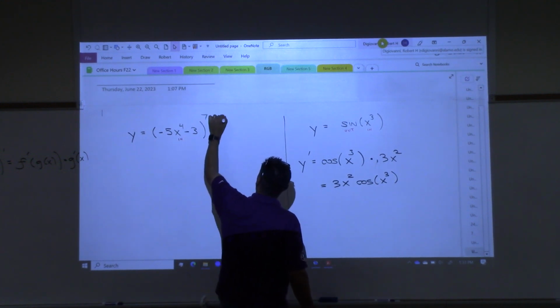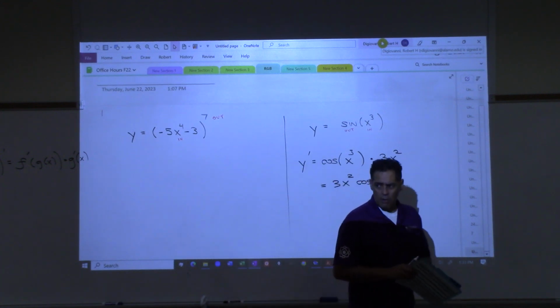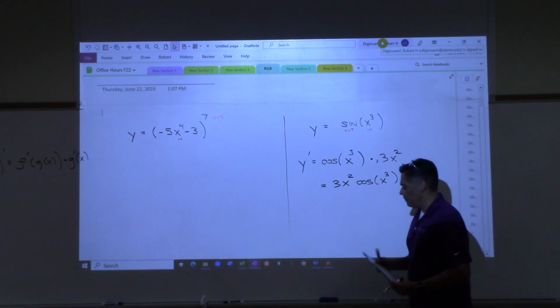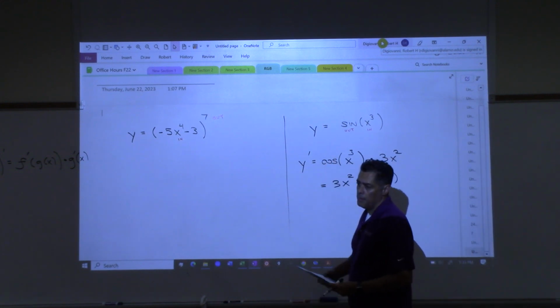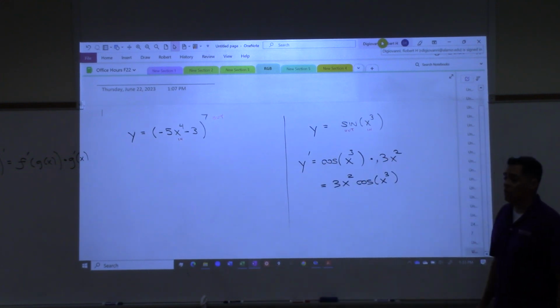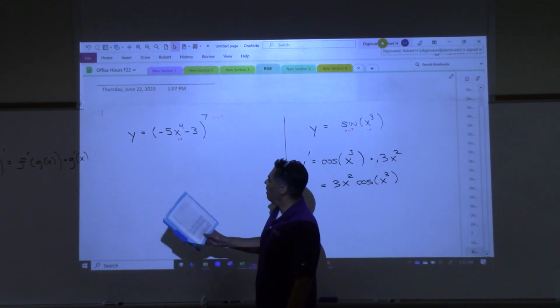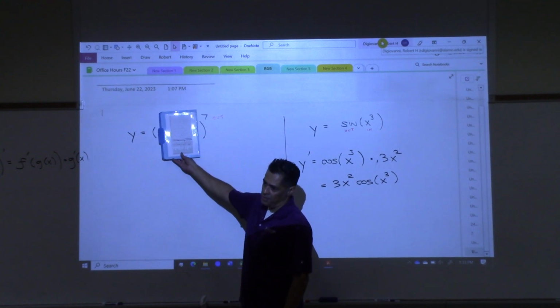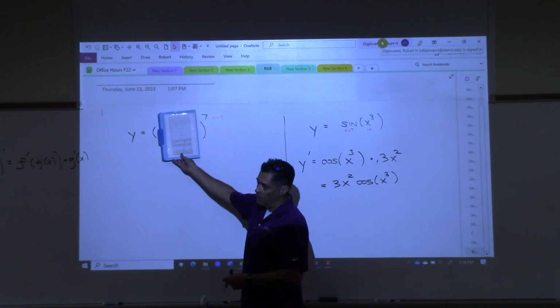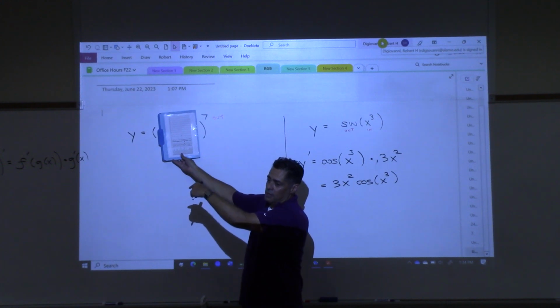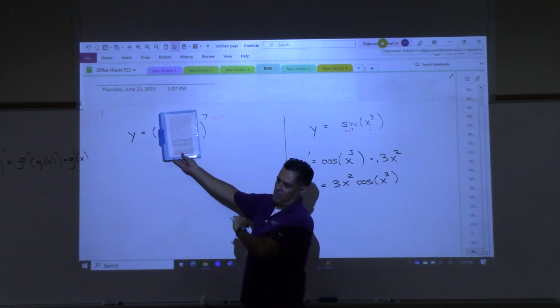7th power, right? So the outer is actually like a power function. It's raising something to the 7th power. Is it okay to look at the outer as x to the 7th? Yes, exactly. But I'm going to do it this way. I'm looking at the outer as my folder to the 7th. If you want to look at it as x to the 7th, that's fine. Just make sure that when you take the derivative of it, you don't say 7x to the 6th. Because it's not 7x to the 6th, it's 7 folder to the 6th, right?